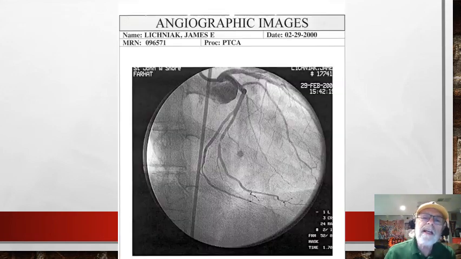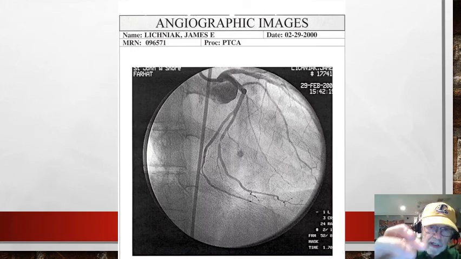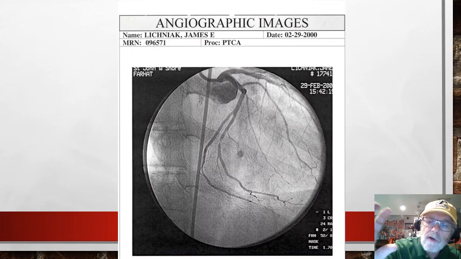So what they did at that point is, you can see it better here. Now, see that little knob, see that straight tube? That's the catheter coming up from my leg. It goes through the aortic arch. You can see it swinging around. And that knob at the end of a rod, that's the aortic sinus. That's where the openings for the coronary arteries are.